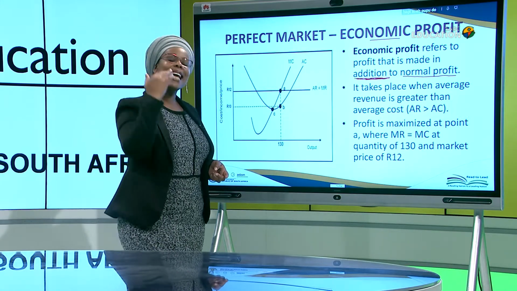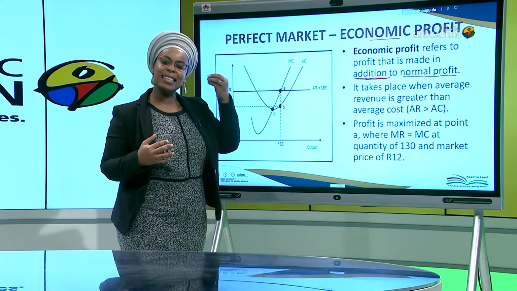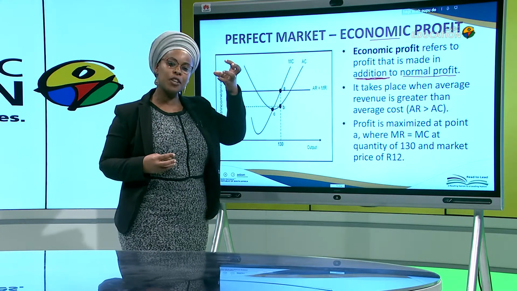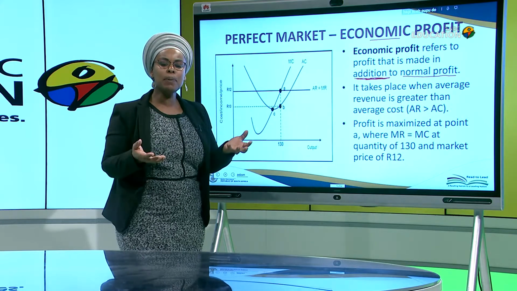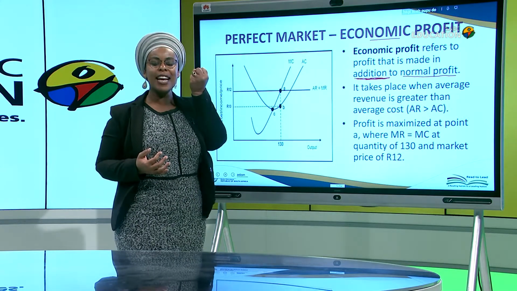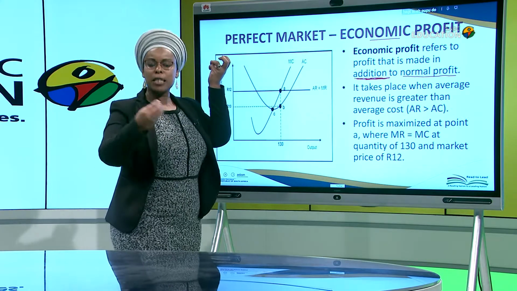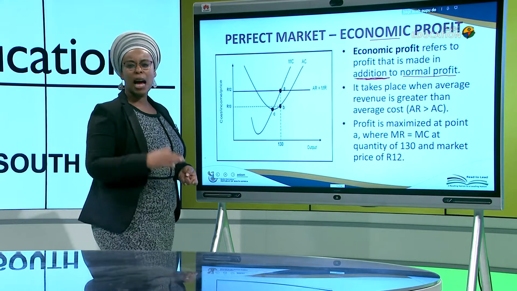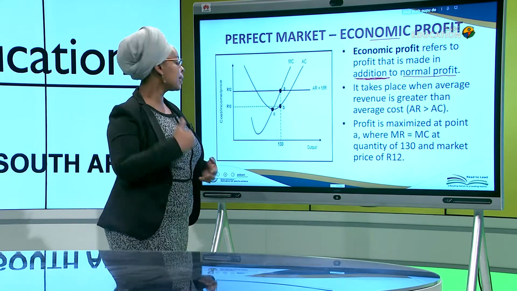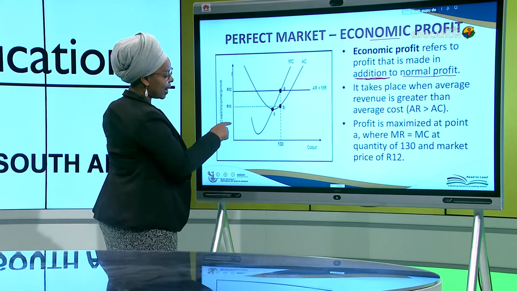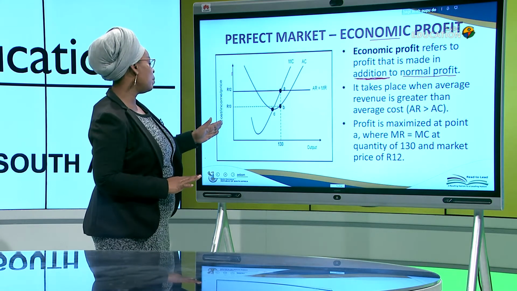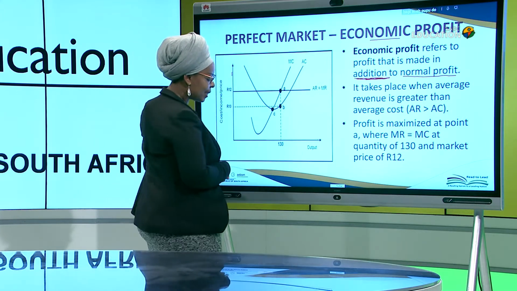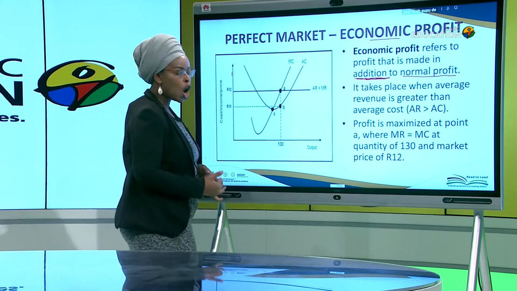Economic profit takes place when average revenue is higher than average cost, or when total revenue is higher than total cost. It simply means what the business is receiving is higher than the expenses of the business. So when you draw this particular graph, I want to take you through certain steps. You will draw your vertical axis first. You label it cost, income, or price. You draw your horizontal axis. You label it output or quantity.